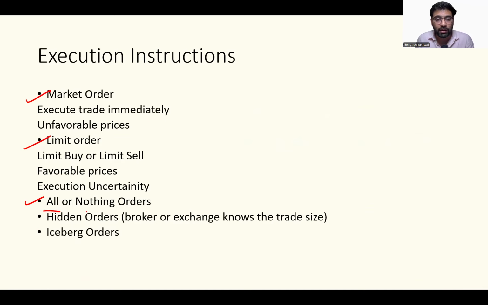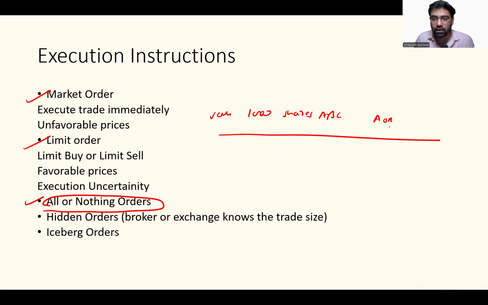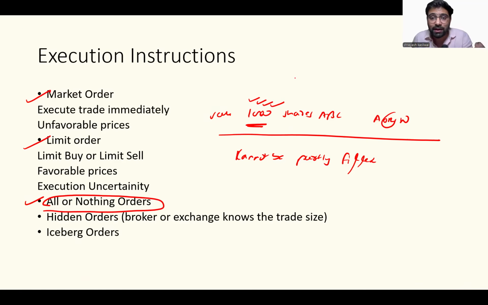Sir, what do you mean by all or nothing order? Sir, all or nothing order means, let's say you have placed a sell order for 1000 shares of the stock ABC, and the type of order is all or nothing order. That means your entire order should be filled. You should be able to sell the entire 1000 shares or no share at all. Your order cannot be partly filled. A lot of times it happens that you are willing to sell 1000 shares, but in the market you are only able to sell 400 shares. That means the remaining 600 shares are not sold yet, and that part of the order is still unfilled.